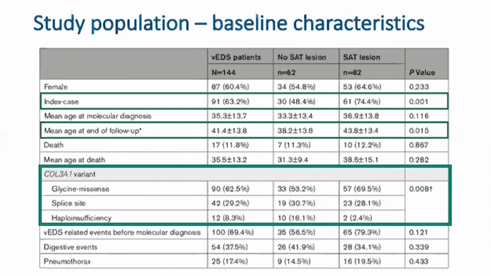And interestingly, there were more patients with dominant negative variants, so glycine missense or splice-site variants, compared with haploinsufficiency variants in the group of patients with supraaortic trunk lesions. So this was significant. As you can see here, we looked at vascular EDS-related events before molecular diagnosis, especially digestive events or pulmonary events, and there was no significant difference in the two groups of patients.